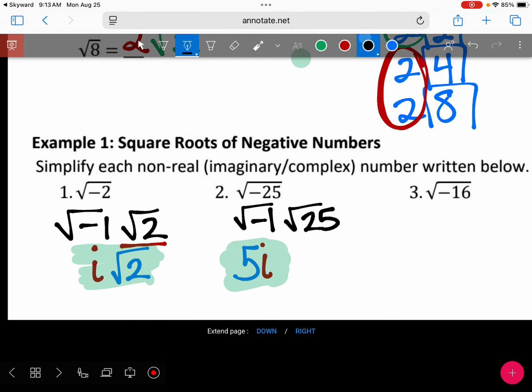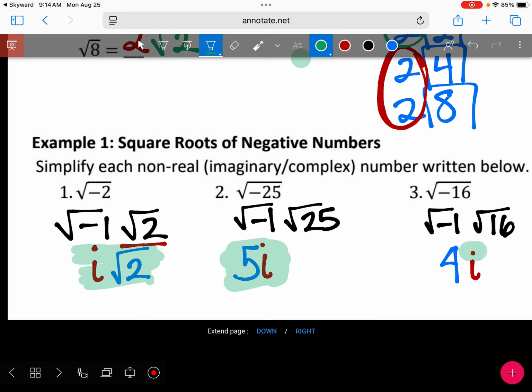Let's look at number 3. Separate. All right, take a moment, see if you can figure out what I'm looking for, what the answer would be. Excuse me. Who said 4i? That would be right. The square root of -1 is I. And the square root of 16 is 4.